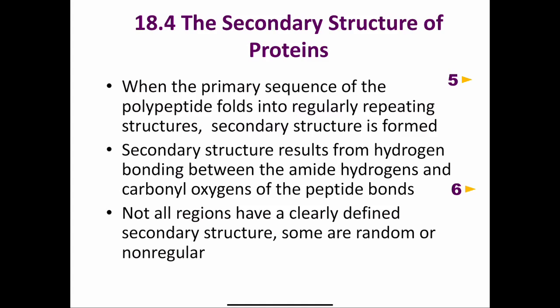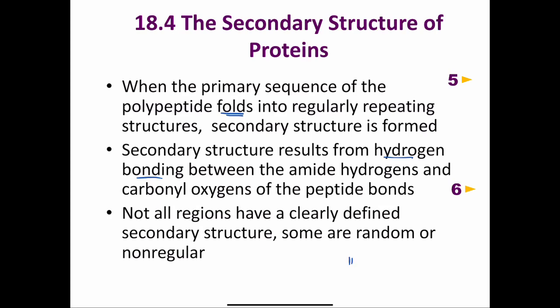So far, we've looked at primary structure, which is just the amide bonds that link amino acids together in this linear chain. But when the primary sequence of the polypeptide folds into regularly repeating structures, we get what's called secondary structure. Secondary structure is a result of the folding of the primary sequence of the polypeptide. Secondary structure results from hydrogen bonding, between the amide hydrogens and the carbonyl oxygens of the peptide bonds.